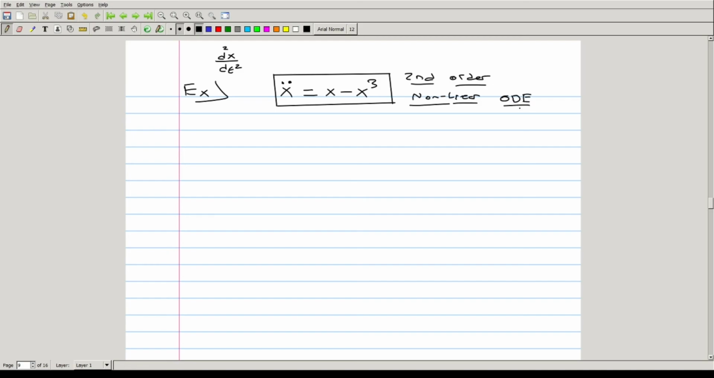So you can ask, well, what do we do? And the easiest thing to do is to rewrite this as a system of first order ODEs by defining a new variable y as x prime, the derivative of x. We can rewrite this system of ODEs as x prime is equal to y, and because y is equal to x prime, x double prime is equal to y prime. So y prime is equal to x minus x cubed.